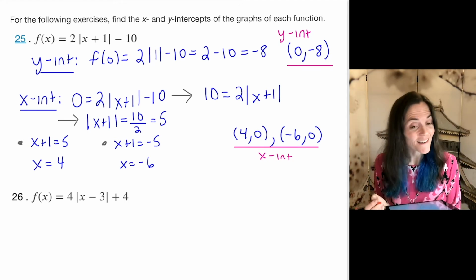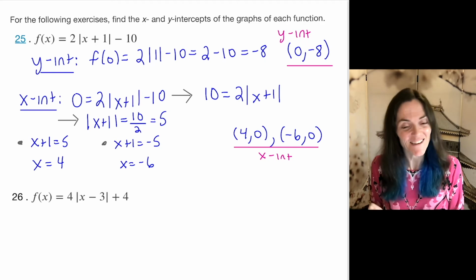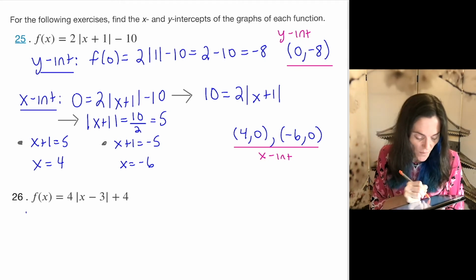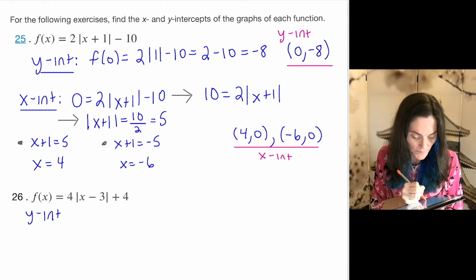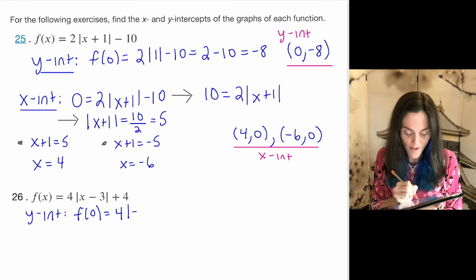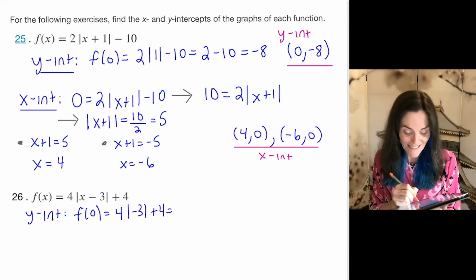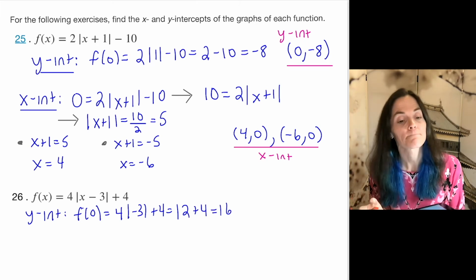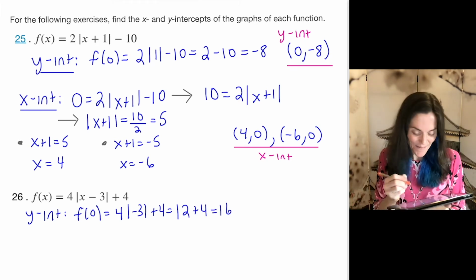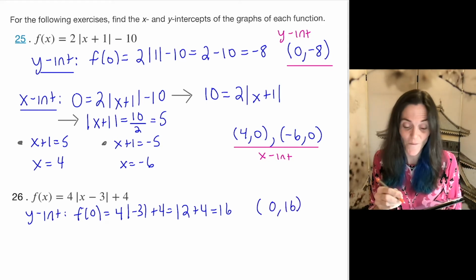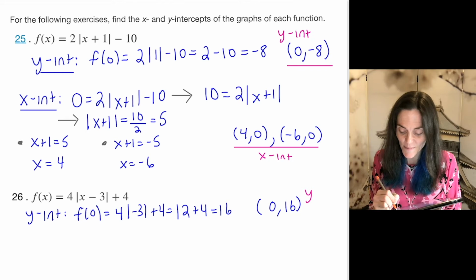26. It's similar, but we're also going to find out it's different. So this is a great problem. First, as before, y-intercepts. We evaluate the function at 0. We get 4, absolute value of minus 3 plus 4. This is 4 times 3, which is 12, plus 4. We have 16. Let's write it as a point. This would be 0, 16. Okay, wonderful. This is my y-intercept.